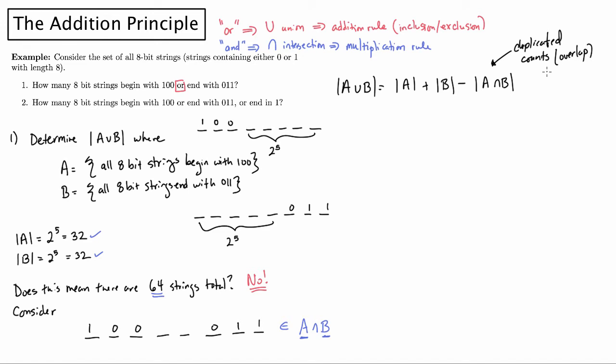So you're basically subtracting off the overlap, and the question is, what is the size of the set A intersect B? Well, if I just take a look here, only two elements are left undecided, so there are 2 squared or 4 possible strings that look like this. So the size of the set A we determined was 32, the size of the set B was 32, and the size of their overlap is 4, which means that the correct answer here is 60. So there are 60 strings that begin with 100 or end with 011.